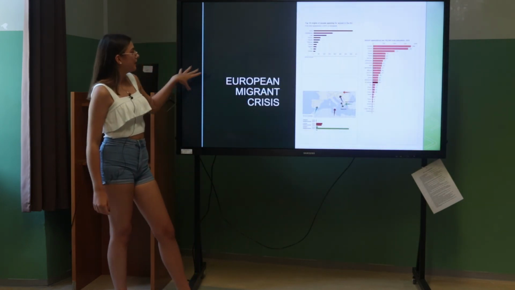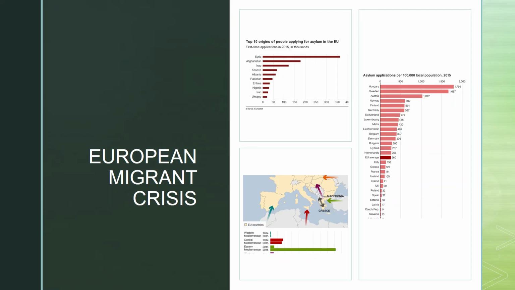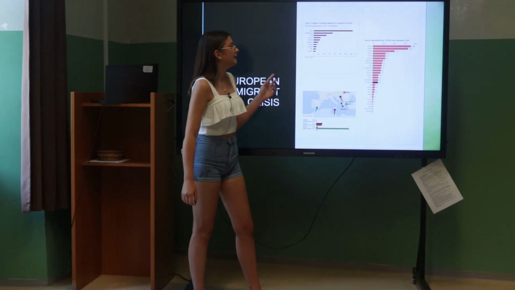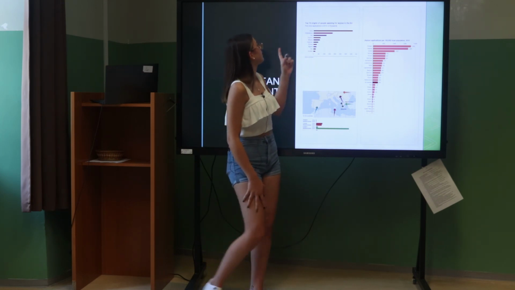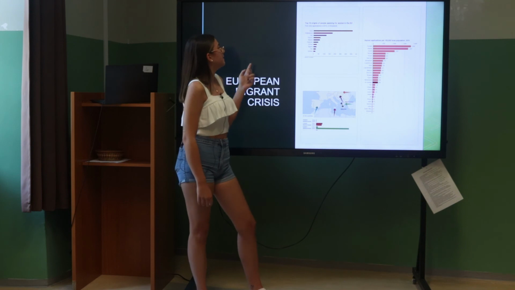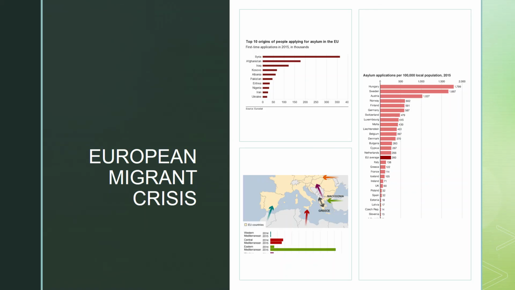There are some graphs concerning the European migrant crisis. This one is especially interesting because Hungary led this. It's asylum applications per 100,000 local population, and we in Sweden were in the lead. Most people escape from Syria and Afghanistan, and these are the routes they come in.